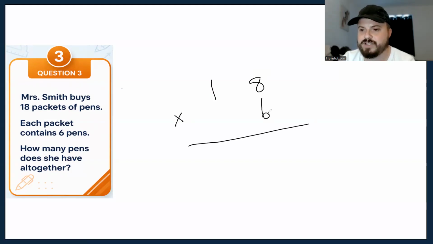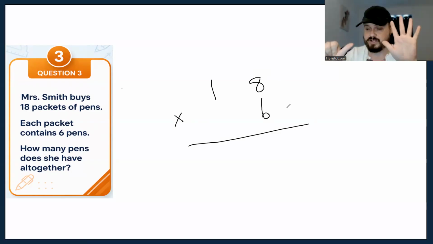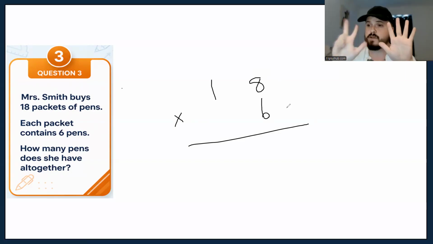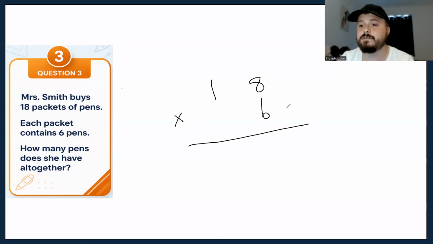Let's solve it. So 6 times 8. Remember, we can do 6 times 8 or we can do 8 times 6. It doesn't matter. We're going to get the same answer. So 6 times 8: 6, 12, 18, 24, 30, 36, 42, 48. 6 times 8 is 48. So the second digit goes underneath. The first digit gets carried over.